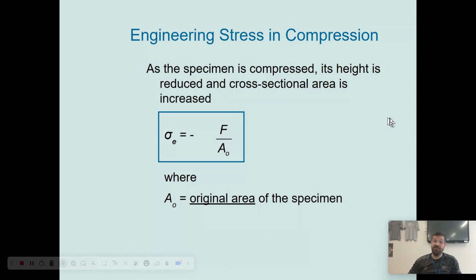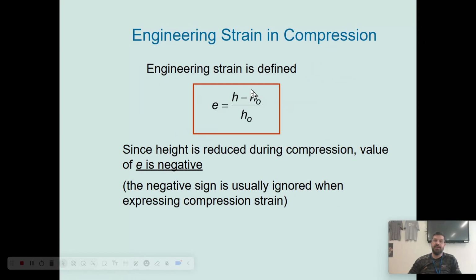The math is also very similar if you're trying to figure out the stress on the object. It's going to be force divided by surface area. So the stress is force, how many pounds or newtons of force you're applying to it, divided by surface area. And the strain, instead of getting longer, is getting shorter, so the height is getting lower. Here, H naught is your original height, and H is the height of the material at any point during the test.